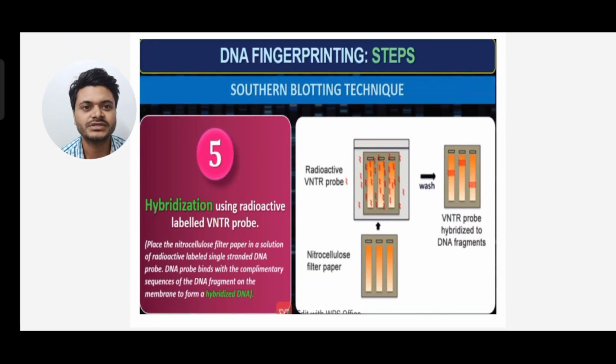The next step is step 5, hybridization using a radioactive labeled VNTR probe. Place a nitrocellulose filter paper in a solution of radioactive labeled single stranded DNA probe. Next, the DNA probe binds with the complementary sequence of DNA fragments on the membrane to form hybridized DNA. You can see the radioactive VNTR probe, which will wash and form VNTR probe hybridized to DNA fragments. First we take the nitrocellulose paper, then we make a radioactive VNTR probe, and then we wash it. So you can see the DNA is being hybridized.